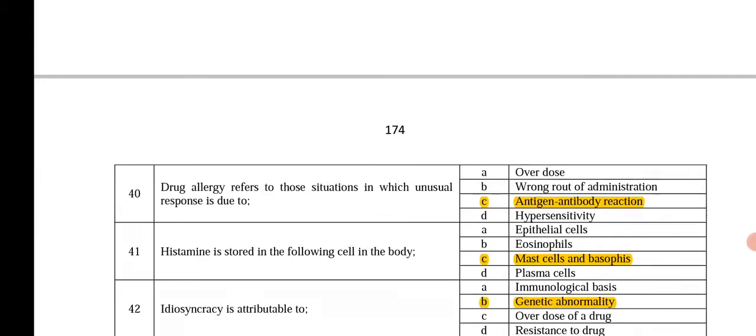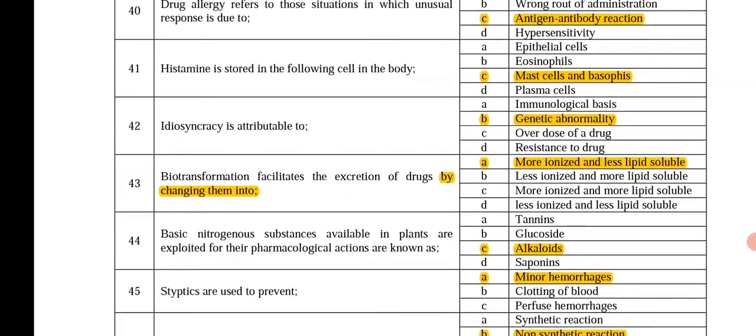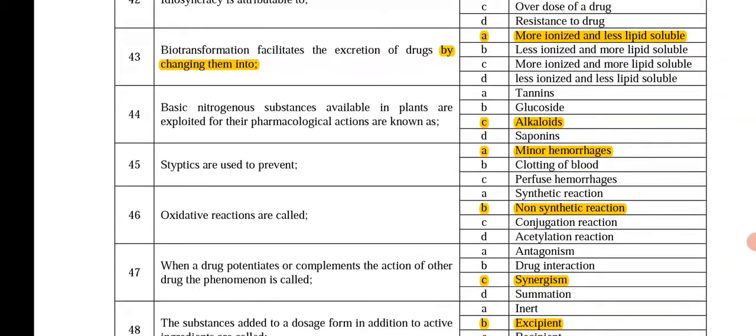Drug allergy refers to those situations in which the response is due to an antigen-antibody reaction. Histamine is stored in the following cells in the body: mast cells and basophils. Idiosyncrasy is attributed to genetic abnormality. Biotransformation facilitates the excretion of drugs by changing them into more ionized and less lipid-soluble forms. Basic nitrogenous substances available in plants that are exploited for their pharmacological actions are called alkaloids.